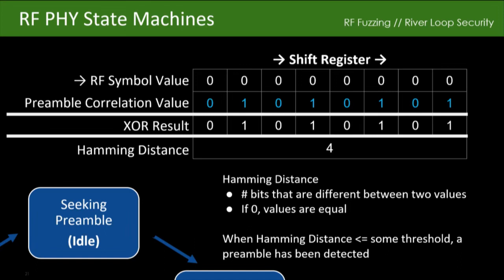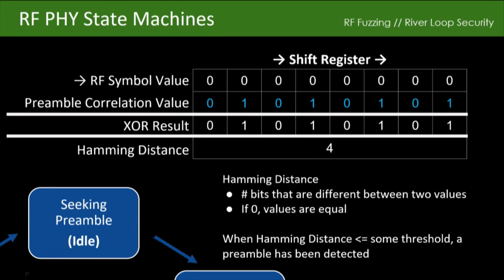And then it's going to compute the Hamming distance of that result. The Hamming distance is essentially the number of bits that are set, and it basically represents the number of bits that differ between the current state and the value that we're looking for. So if we're looking for things to match really well, we're looking for that Hamming distance to be zero or very, very close to zero.